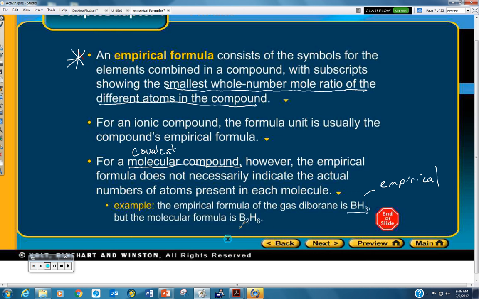And the molecular formula is B2H6. Do you see the connection between the two? What was done to B2H6 to get BH3? We divided all the subscripts across by 2. Or another way to look at it, to get from the empirical to molecular, we had to multiply all the subscripts by 2.